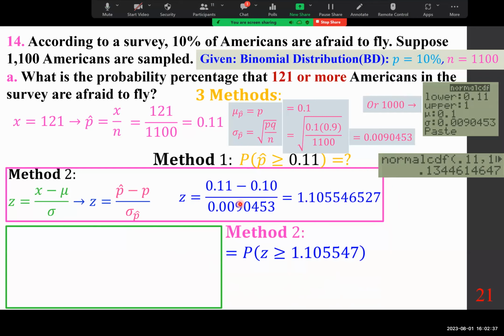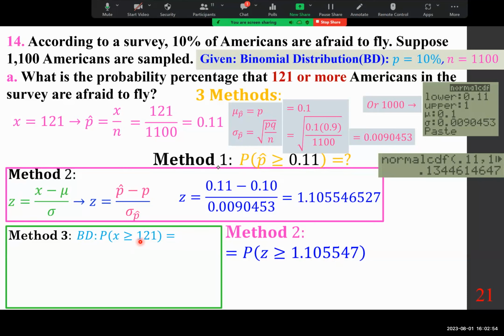Okay, so this was the first method, probability of p hat larger than 0.11. The second method says probability of Z larger than or equal to this Z score, and you can use the Z score. Also, I'm going to remind you of that 0.5 continuity correction factor.